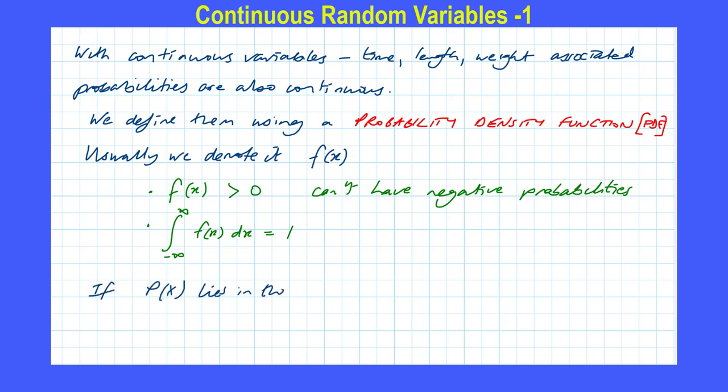If you wanted to find the probability of something that lies within an interval, so here between a and b, that notation with square brackets being inclusive for a and b, we integrate the function f of x between a and b, and the answer would give us our associated probability.